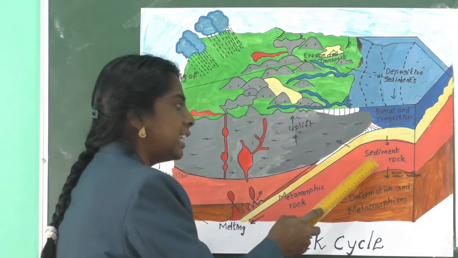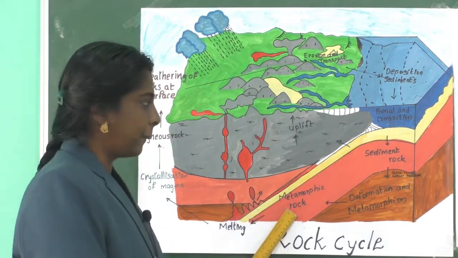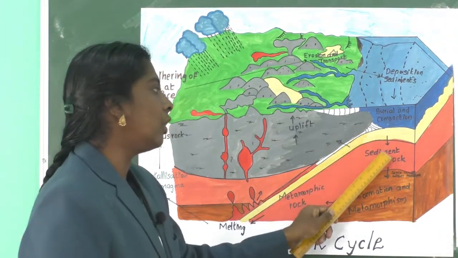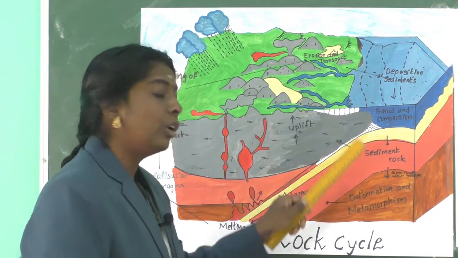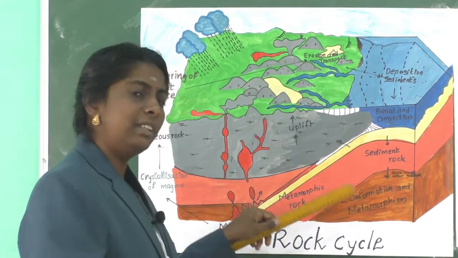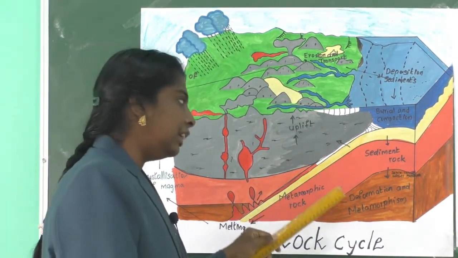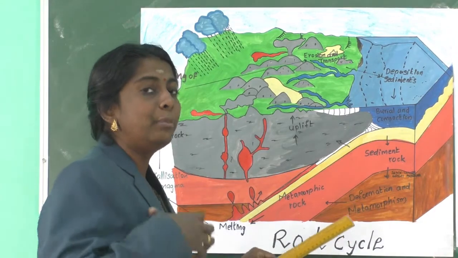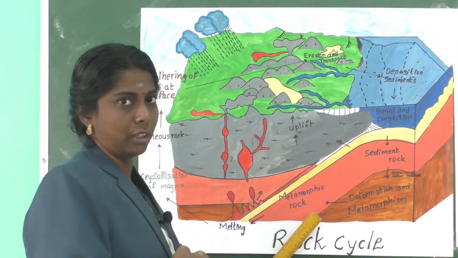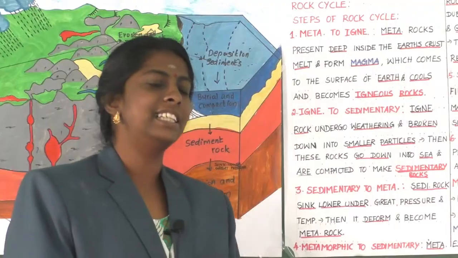Then how this sedimentary rock is getting converted to metamorphic rock. So what is going on here? This sedimentary rock will sink lower under great pressure and it will deform and it will metamorphize to form this metamorphic rock. Clear children? Yes. Yes children.